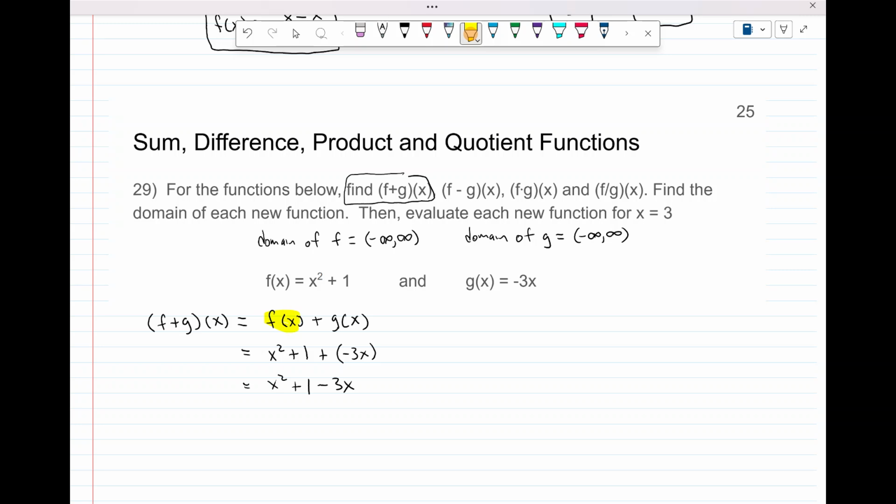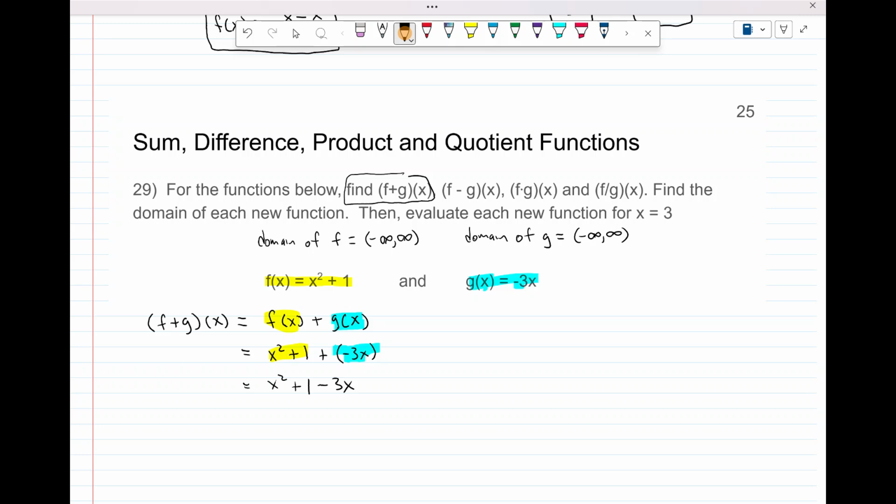And again, I just want to reiterate, all I did here is I replaced f of x with what it's equal to, and I replaced g of x with what it's equal to. And then I simplified at the end.